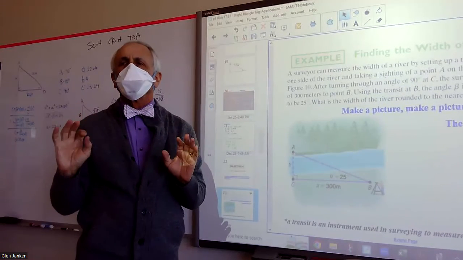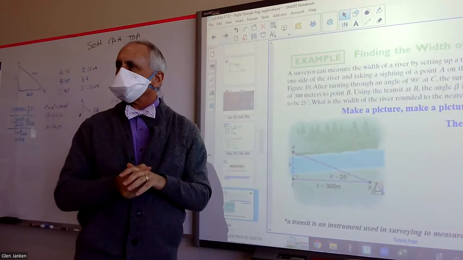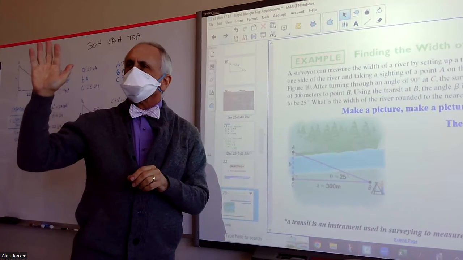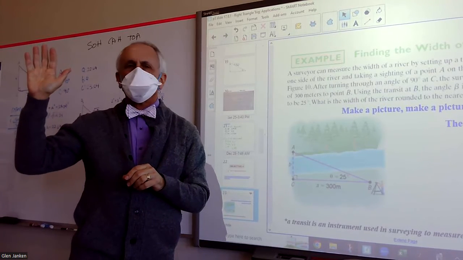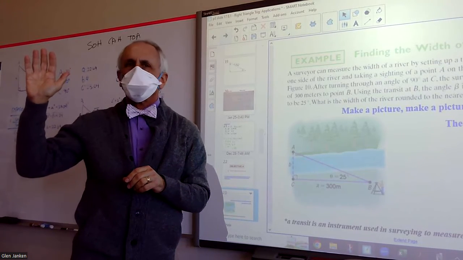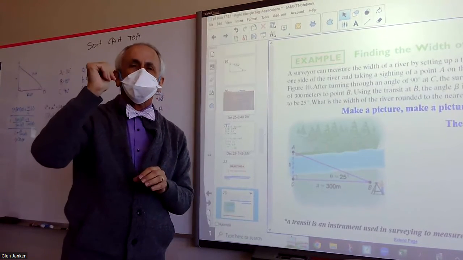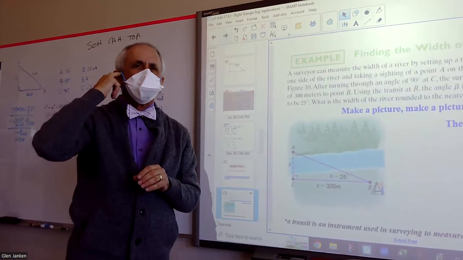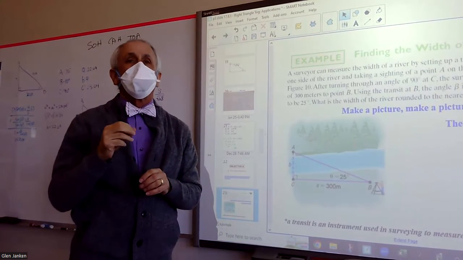I'm going to pause right here. I want to make sure you can visualize what we're doing. Is there a question? Want me to repeat this? No, we're all totally clear on what he's doing here. Wait, so is he trying to find the width or how deep it is? The width, not how deep it is.